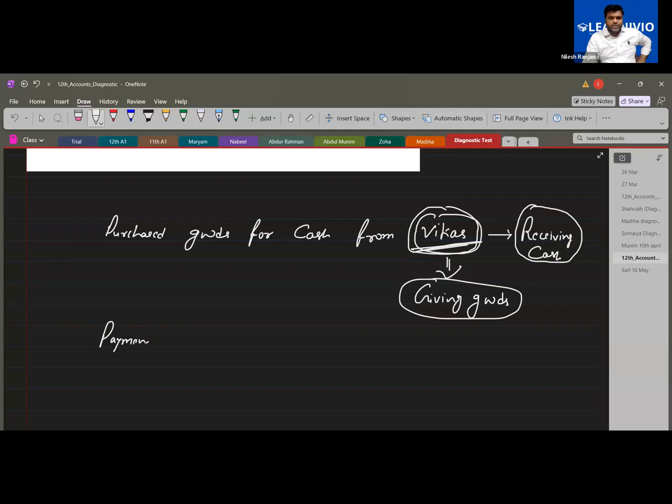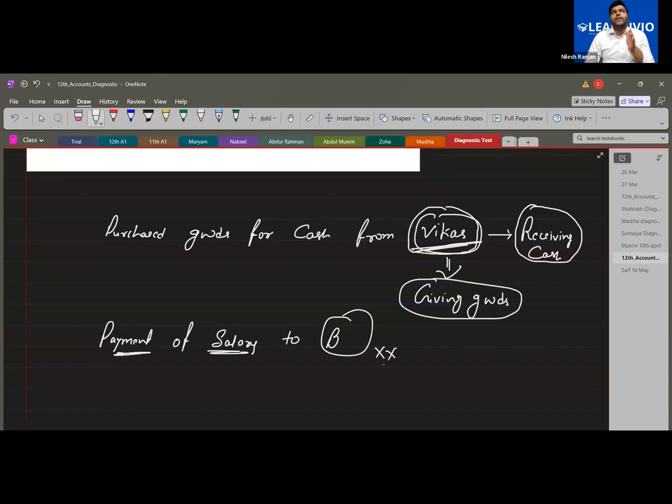Payment of salary to B. Now, again, salary is paid. So name is not important.